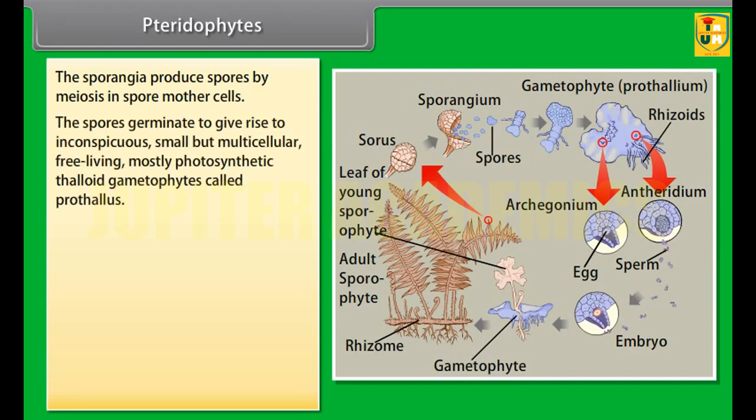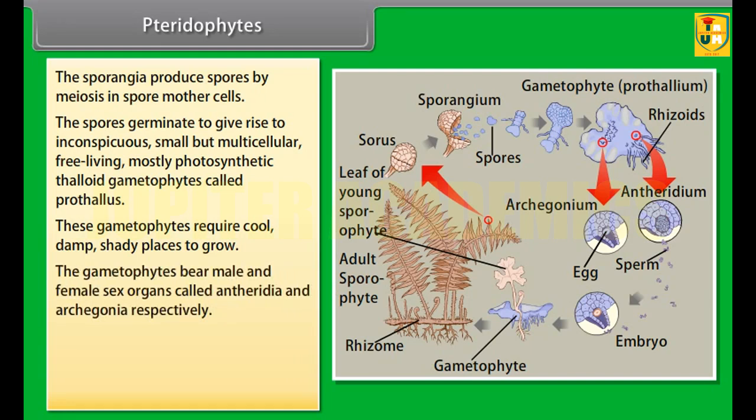The spores germinate to give rise to inconspicuous, small, but multicellular, free-living, mostly photosynthetic thalloid gametophytes called prothallus. These gametophytes require cool, damp, shady places to grow. The gametophytes bear male and female sex organs called antheridia and archegonia, respectively.